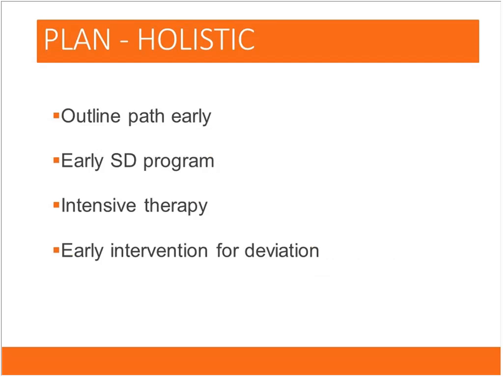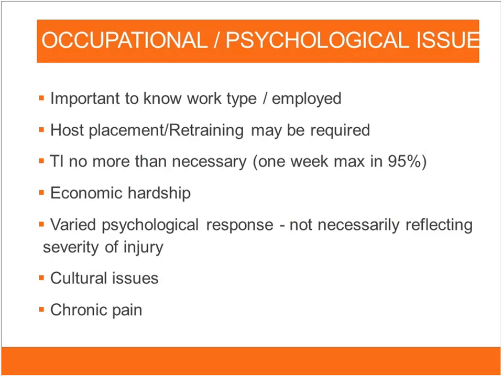So our plan needs to be holistic. We have our diagnosis, we outline the path of recovery, and we have an early suitable duties program. And this is the key, having everyone addressing the return to work and suitable duties equally and with respect to the rehabilitation. And then while they're returning to work on their suitable duties, they have intensive therapy and rehab to maximise their function. If they deviate from the plan or things don't recover the way we'd like, then we have to intervene early to get them back on track.